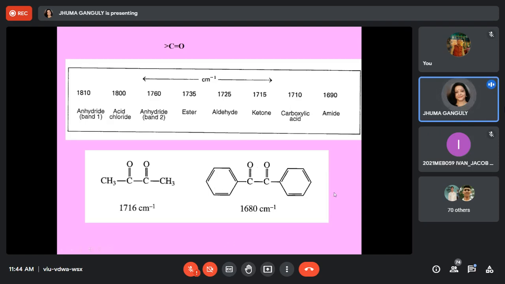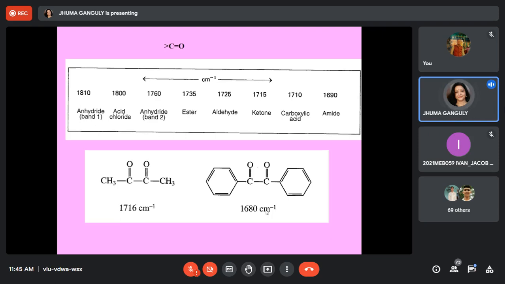One has a resonance, so the C double bond O bonding is less strong because of the conjugation. That's why the energy is less and the frequency number is less. This is not like lambda. Lambda is inverse, but here it is different. If the wave number is less, that means the energy is less, because energy versus mu bar.